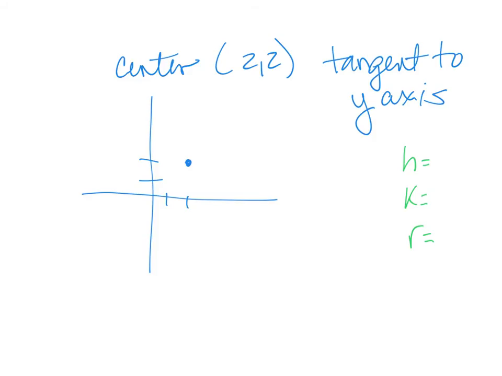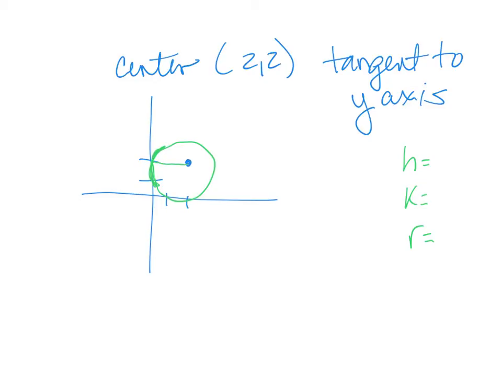Okay, here it says the center is at (2, 2), and it's tangent to the y-axis. Now, I know you guys know the word tangent from SOHCAHTOA, right? But this tangent means touching, just touching the y-axis. So this circle is going to kind of go right here like this and around that center. Everybody understand that? So I need to just know the radius.